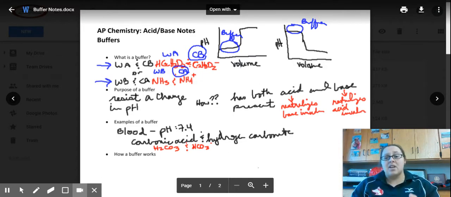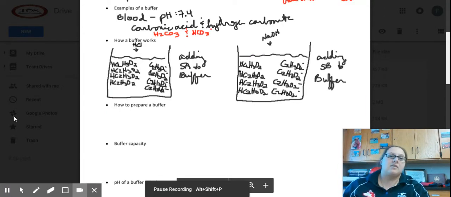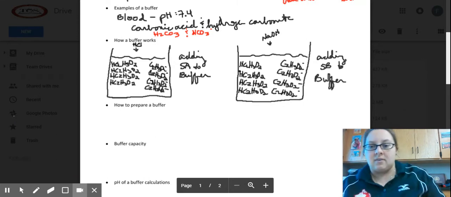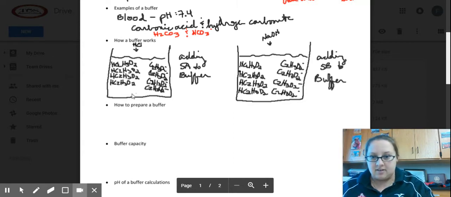I'm going to pause for a minute and get you a good little diagram here so we can figure out exactly how a buffer works. All right, so we're under the section how a buffer works. I'm drawing some beautiful diagrams here. It is so hard to write with this pen.